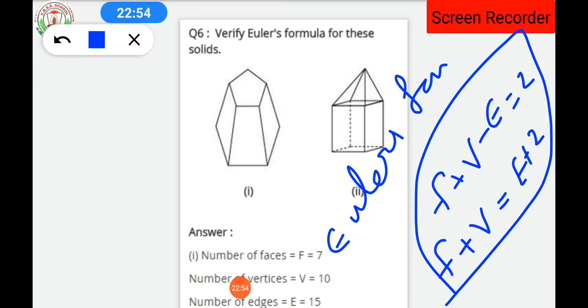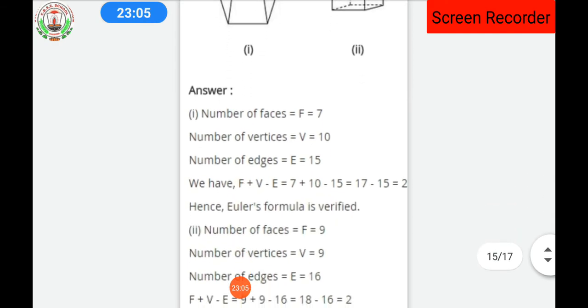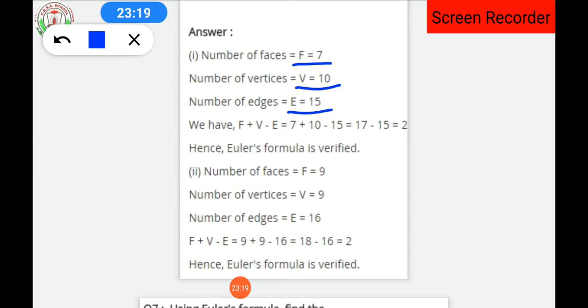Clear to everyone? So F indicates face, V indicates vertex and E indicates the number of edges. By looking at the figure, we have to verify the Euler formula. In the first figure of question number 6, the number of faces is 7, vertices is 10, and the edges are given as 15, isn't it? So what is the Euler formula?